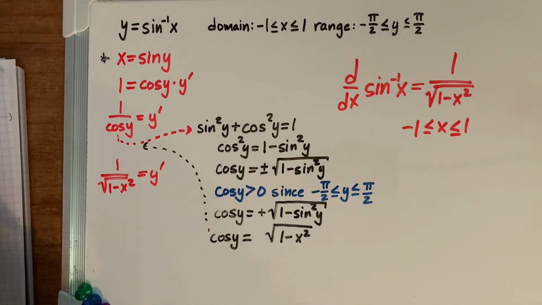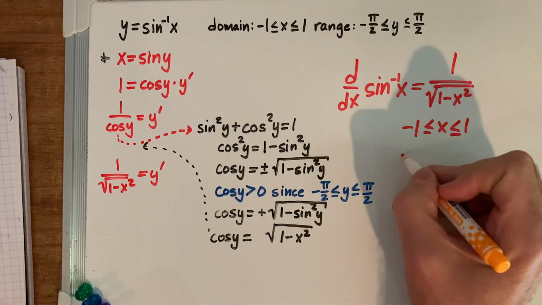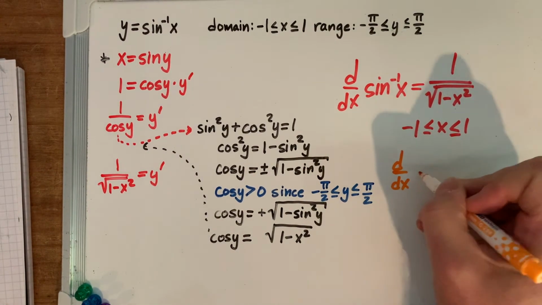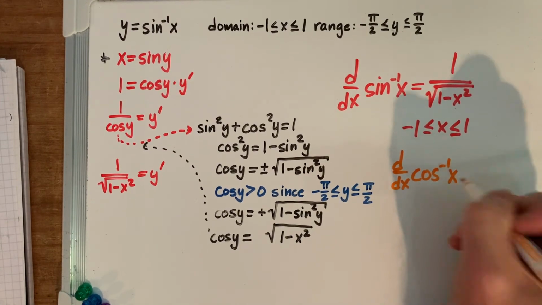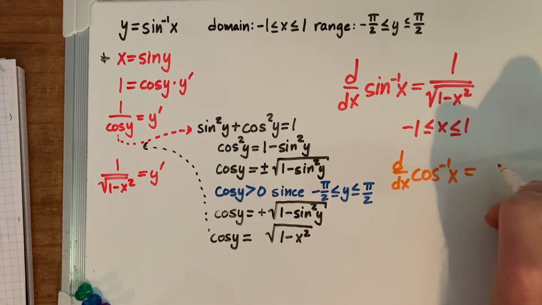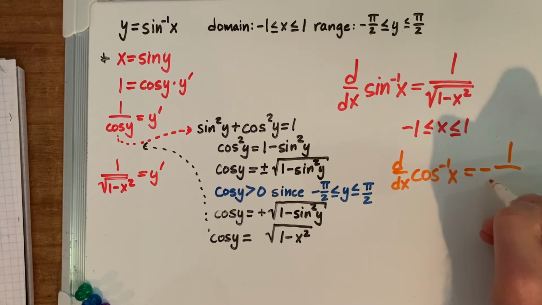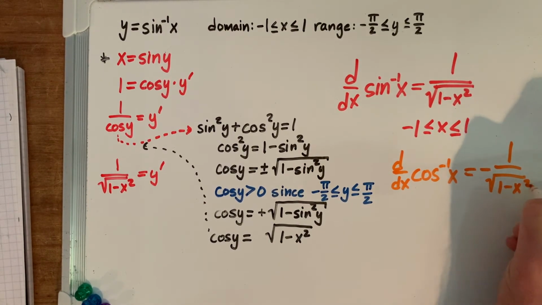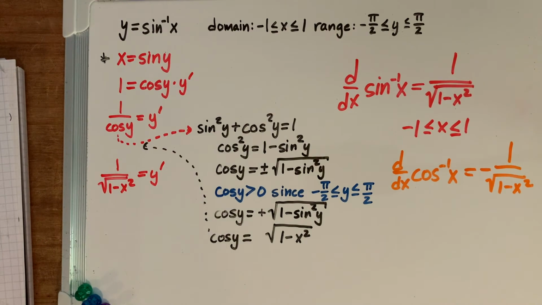You can do a similar proof and find that the derivative of inverse cosine is equal to negative 1 over the square root of 1 minus x squared.